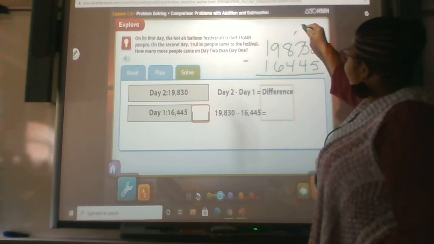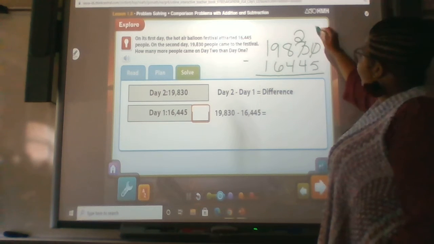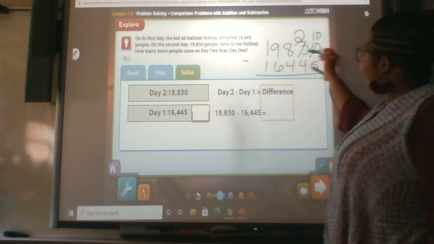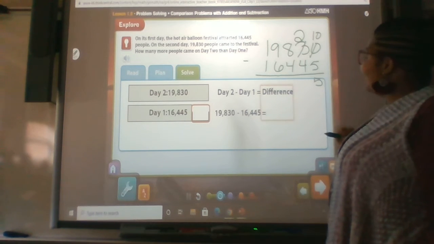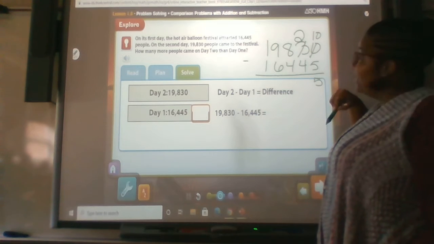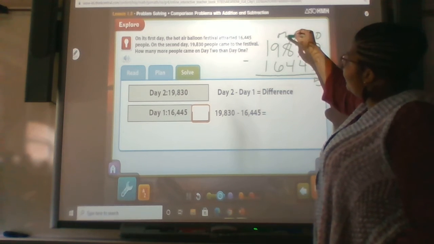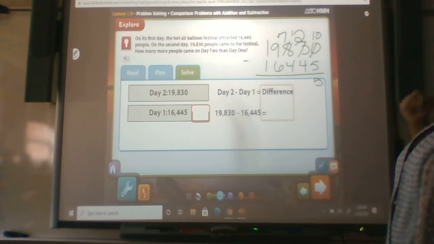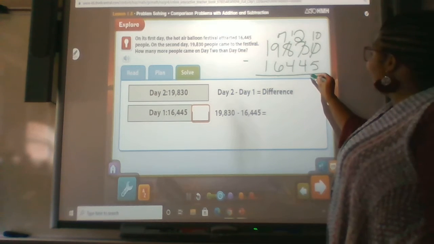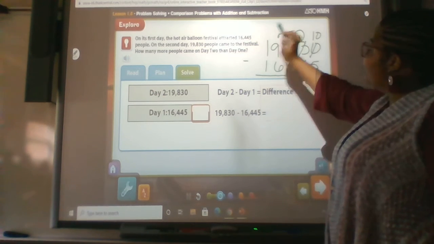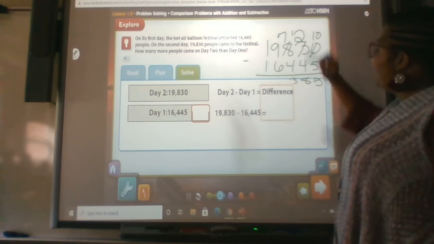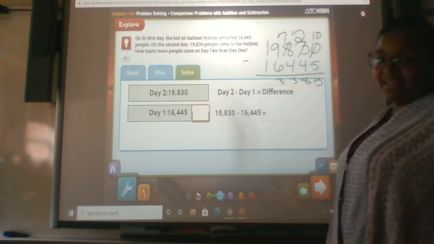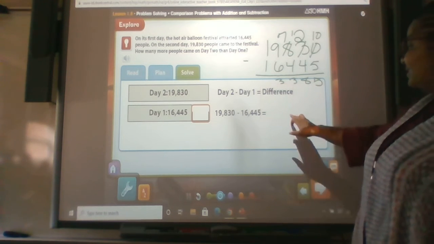So I take 1 from my 3, make it a 2, and give that 1 to my 0 and make it a 10. So now 10 minus 5 equals 5. 2 minus 4 I cannot do. Cross out my 8 and make it a 7. Make that 2 a 12. 12 minus 4 equals 8. 7 minus 4 equals 3. And 9 minus 6 equals 3. Great subtracting. Let's see what our fox has to say.